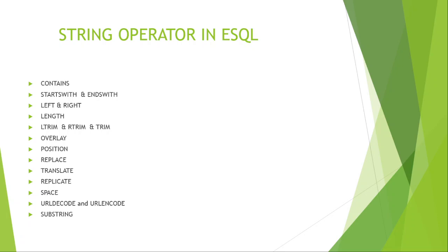We are going to learn contains, starts with, ends with, left and right, length, LTRIM, RTRIM, TRIM, overlay, position, replace, translate, replicate, space, URL decode and URL encode, and substring. So this many string operators we are going to learn in this lesson.